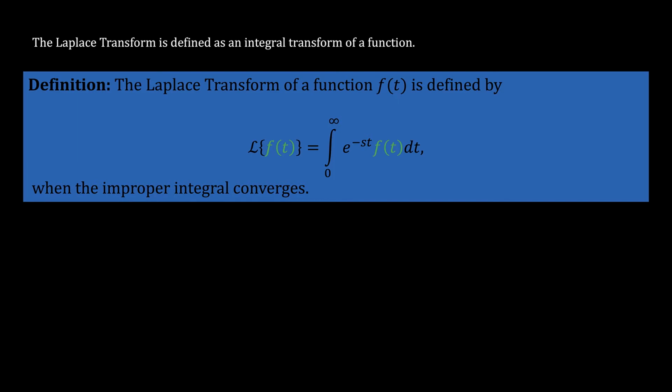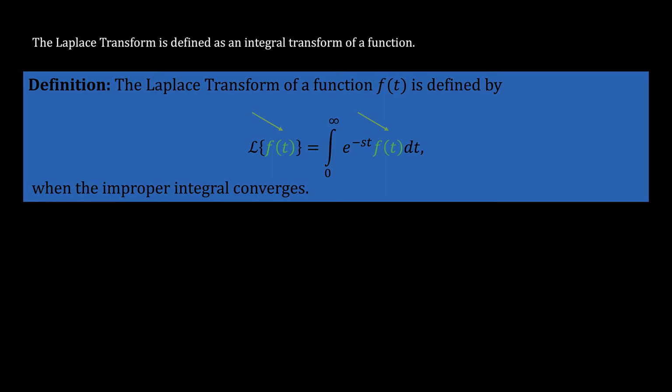The Laplace transform of a function f of t is denoted with this curly L, the Laplace transform of f of t. I take this function and plug it into an integral, integrating it against e to the negative st. Notice this is an improper integral with limits from 0 to infinity. So the Laplace transform will exist only when this integral converges.